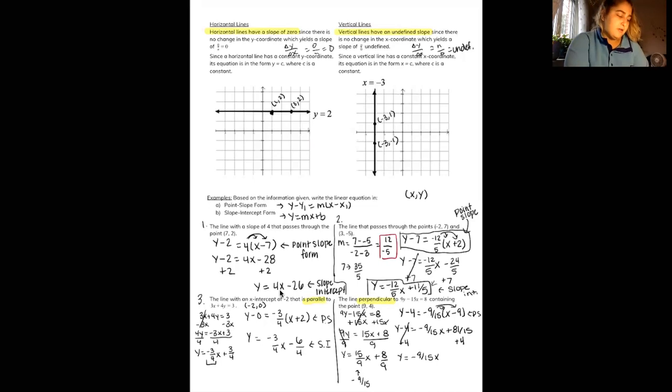Then we need to figure out how many 15ths are in 4, right? So I can just do 4 times 15, and I can use my calculator. So that's 60. So I have 81 plus 60. So I get 141 over 15. Right, so this is my equation in slope-intercept form. Hopefully this is helpful. We're going to keep moving.